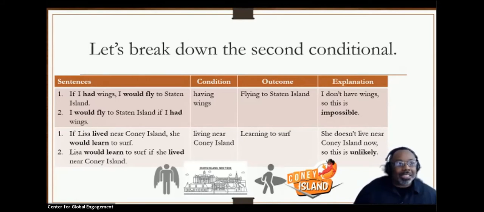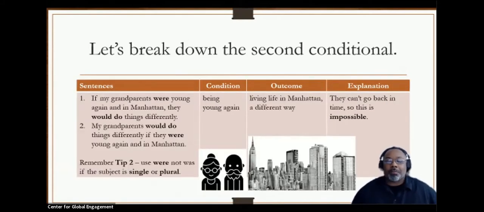All right, so let's go through the next one. So, if my grandparents were young again and in Manhattan, they would do things differently. My grandparents would do things differently if they were young again and in Manhattan. For this case, remember tip number 2. Use were, not was, in the subject, no matter if the subject is single or if the subject is plural.